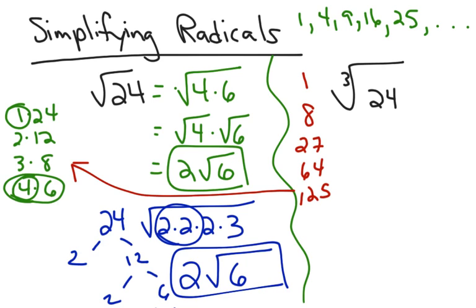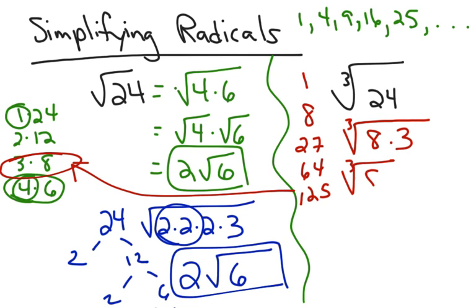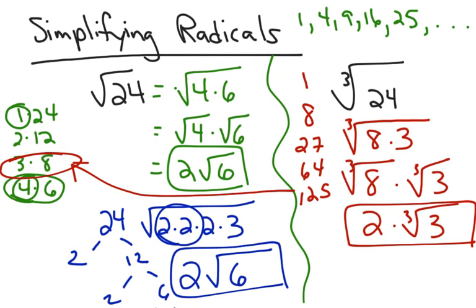The pair with the largest perfect cube is this. So we're going to rewrite the cube root of 24 as the cube root of 8 times 3. And then I'm going to take the cube root of 8 and the cube root of 3. Well, I can only take the cube root of 8. So the answer must be 2 times the cube root of 3.